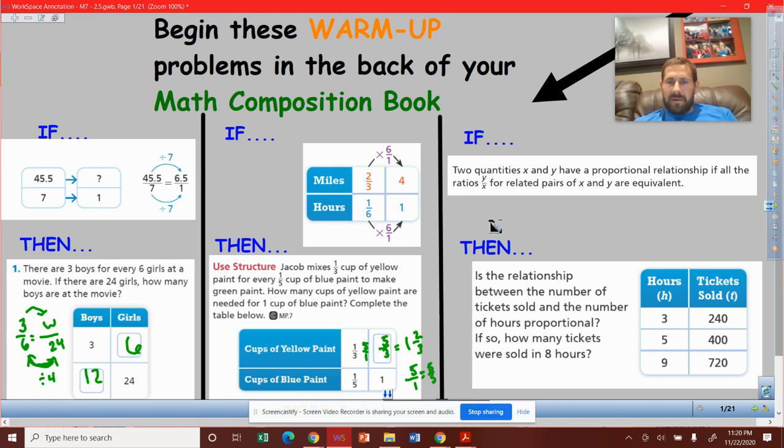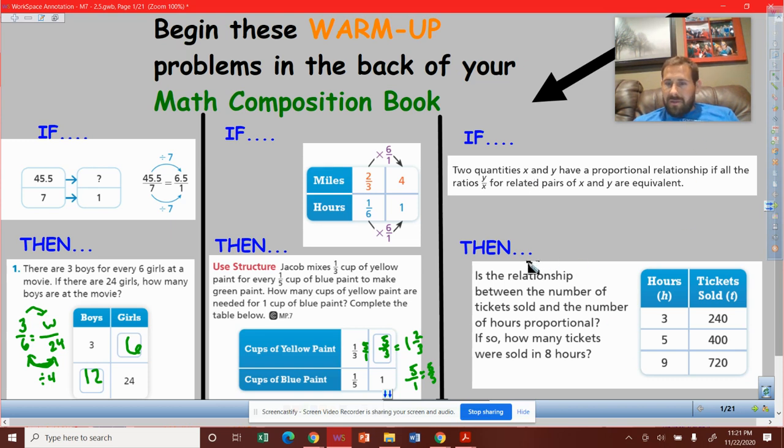Okay, this is again review. That's why we're doing this. Two quantities x and y have a proportional relationship if all the ratios y over x for the related pairs x and y are equivalent. So if I take y over x, no matter what the ordered pair is, and I always get the ratio to equal 2, no matter what I divide, then that tells me it's proportional, and it's going to always get that 2.